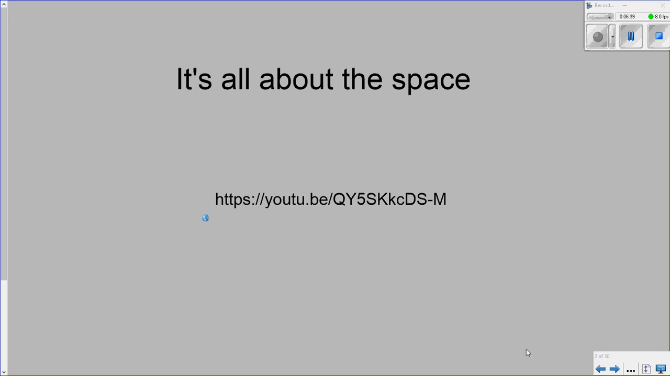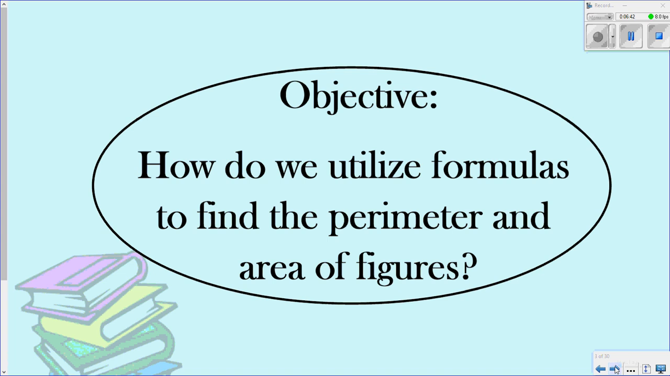So this will lead us to our lesson, which deals with perimeter and area. Our objective is, how do we utilize formulas to find perimeter and area of figures? Just like you saw in the video, if you have a small space, and most of you have your bedrooms, or you may be sharing with your brothers or sisters, and you're trying to figure out how to maximize your space, you would need to know: what is the area of your room? What are the sizes of the walls? What can you fit in there? What could you put to make your room or your section of your room look great?